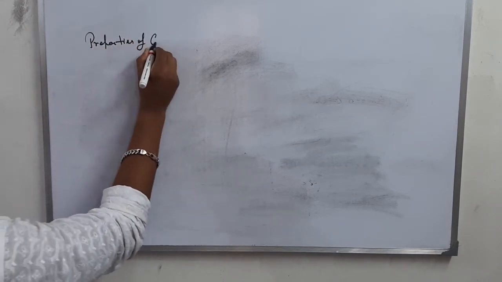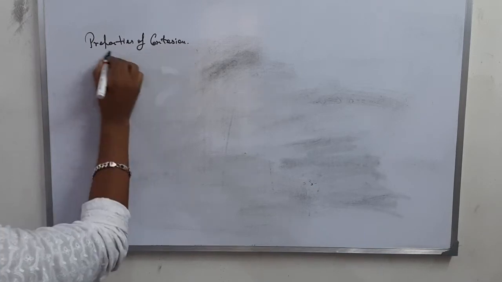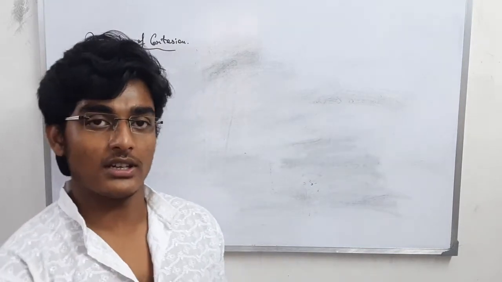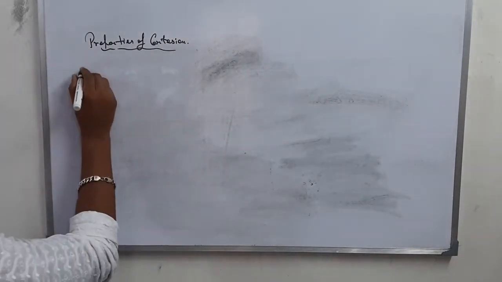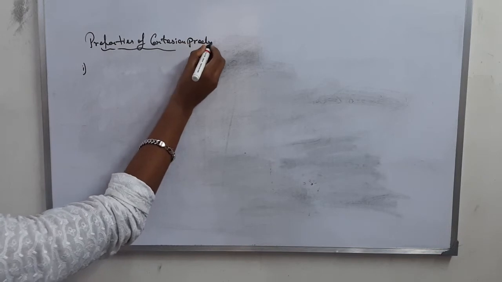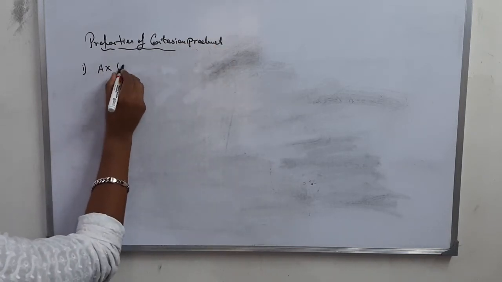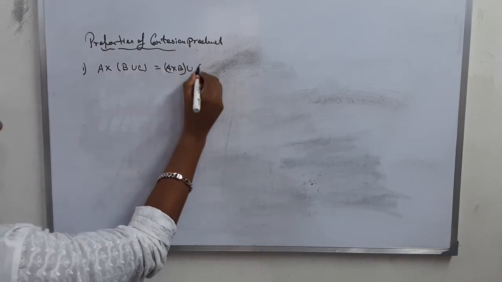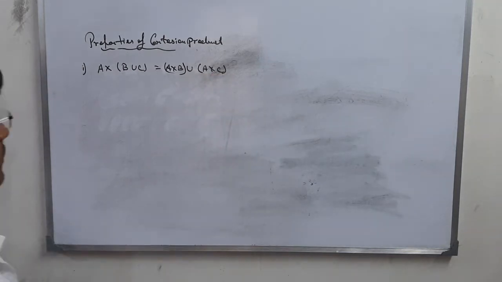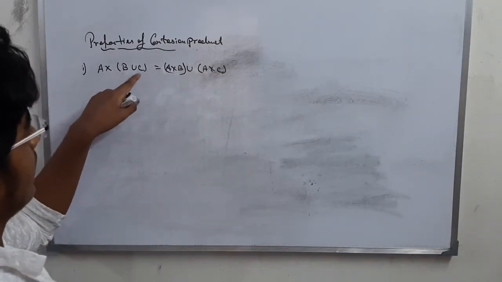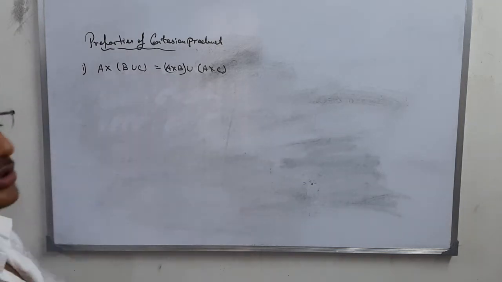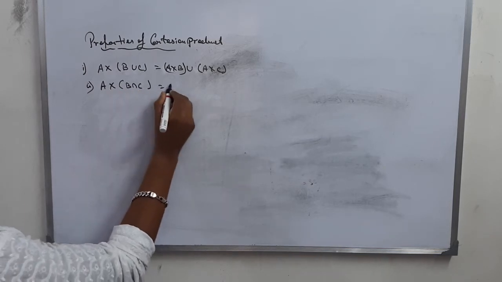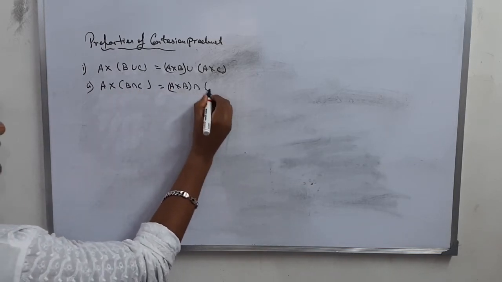Properties of Cartesian product. Now I expect all my viewers to already know about the operations and such, because we are going to need it here. So let's see. The first property of Cartesian product is A cross (B union C) is (A cross B) union (A cross C). Next you have A cross (B intersection C) is (A cross B) intersection (A cross C).